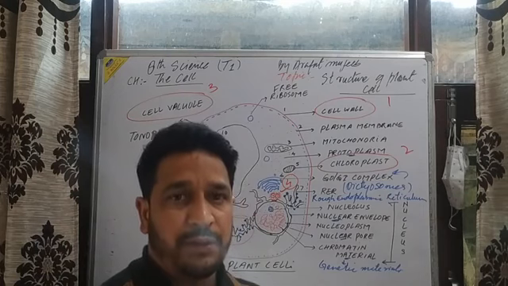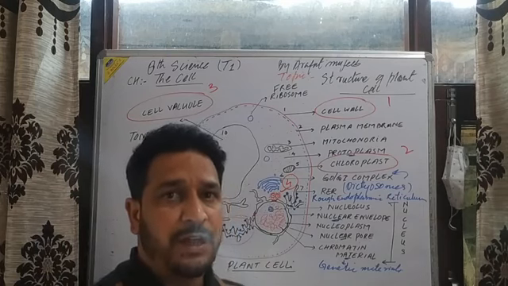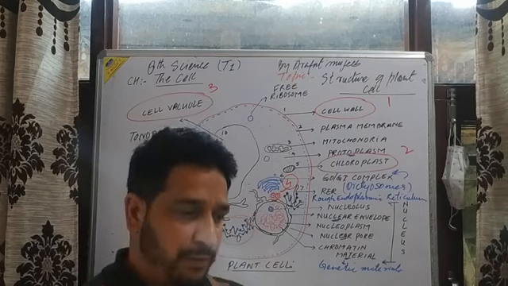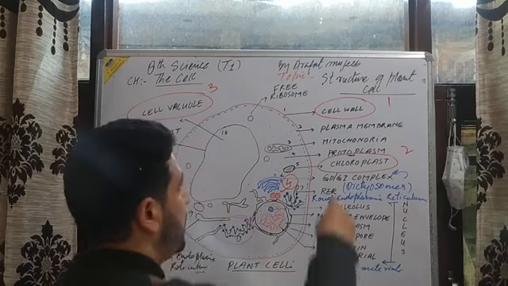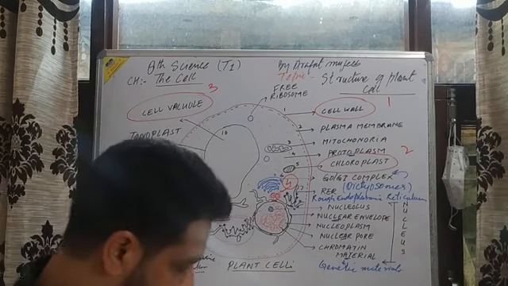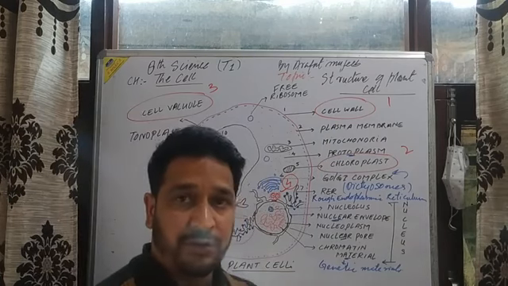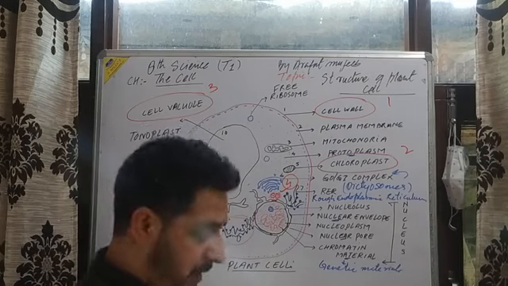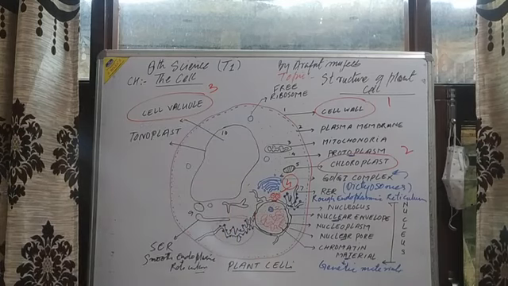Another important question is: what are the differences between plant cell and animal cell? I have marked these out. In this way the plant cell is different from the animal cell. I hope you understand the structure of the plant cell. Thank you.